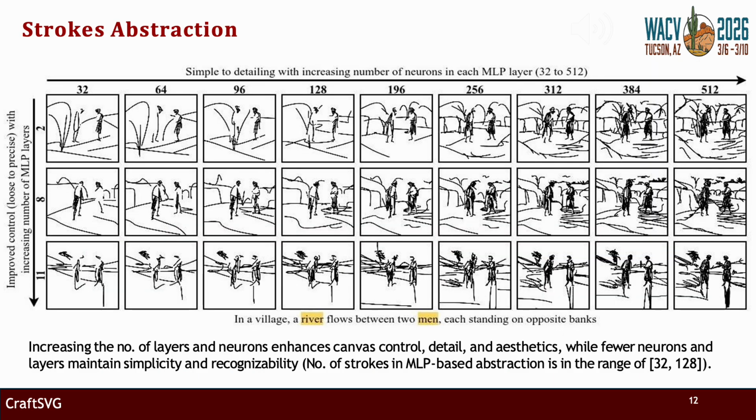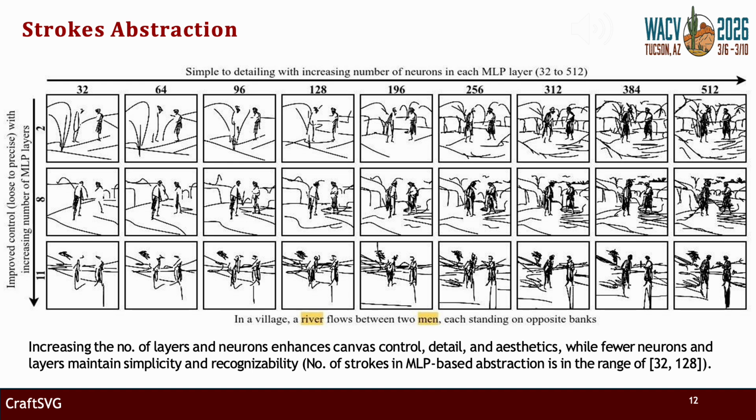We also offer precise user control over stroke abstraction. Increasing the number of MLP layers from 2 to 11 improves control from loose to precise. Furthermore, increasing the number of neurons from 32 to 512 transitions the sketch from simple to highly detailed, maintaining recognizability at every stage.